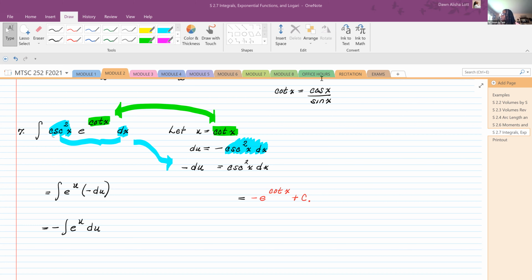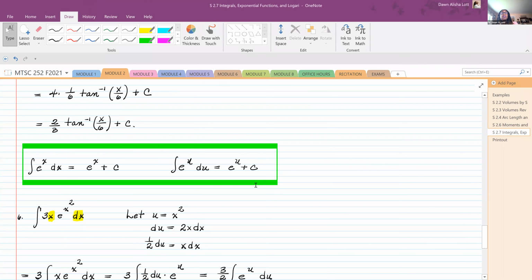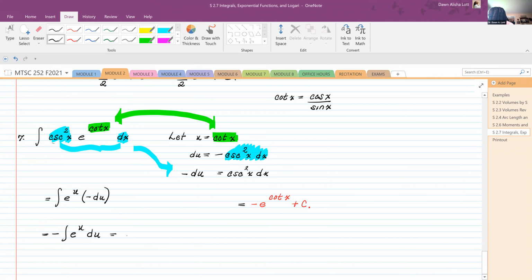Okay. What is the integral of e to the u du? Lawrence. Didn't you say it would just be the same thing? So e to the u plus a constant. Okay. So this becomes negative e to the u plus a constant. Then I go back and say, what is u? Cotangent x. That's right.